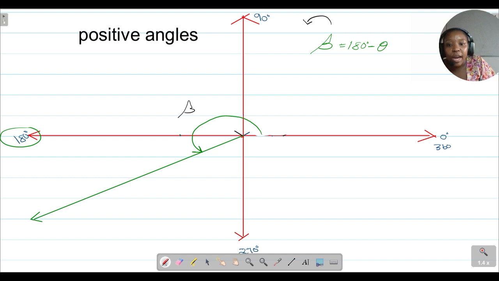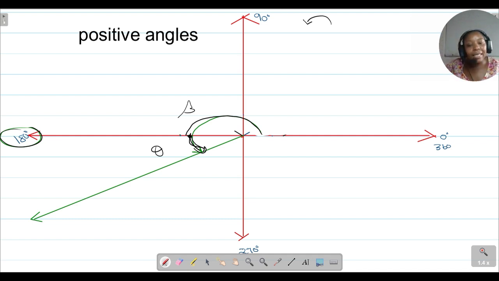So in this case, to determine the size of angle beta, what do we do? We already know that from there to there, it's already 180 degrees. We just want to determine the size of this angle. We'll call this theta. Remember, when you're measuring your angle, you start from the x-axis, whether it's the positive x-axis or negative x-axis. We're starting from the x-axis, and in this case, we are moving in a clockwise direction.